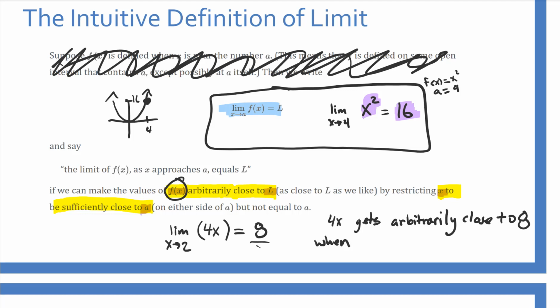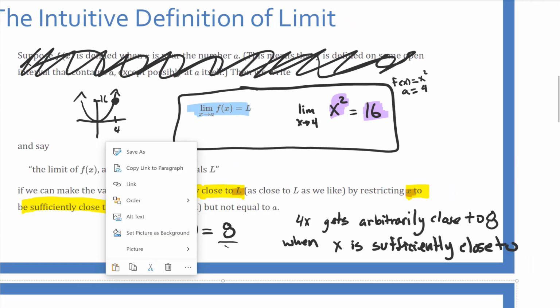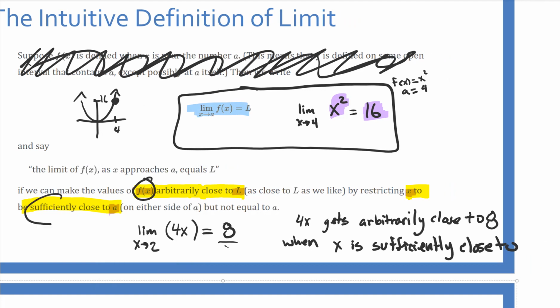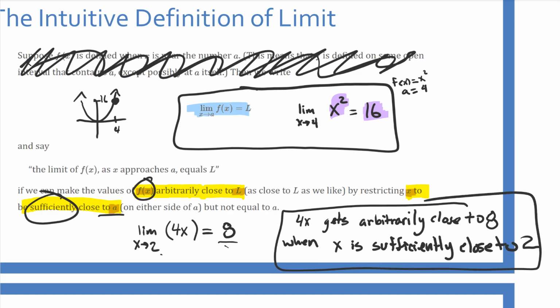When x is sufficiently close to, and then what's our a value? Remember this from back here, sufficiently close to, our a value is just going to be 2. And then that would be the choice. So we're going to say our f of x gets arbitrarily close to 8. Our f of x was 4x. When our x values get sufficiently close to 2. And that's kind of what's happening here.